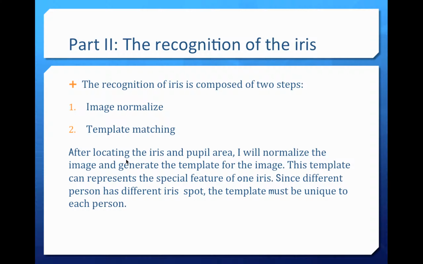After locating the iris area, we need to recognize the iris. The basic recognition of the iris is composed of two steps. The first one is image normalization. The second one is template matching. After locating the iris and pupil area, I will normalize the image and generate the template for the image. This template can represent the special features of one iris. Since different people have different iris spots, the template must be unique to each person.